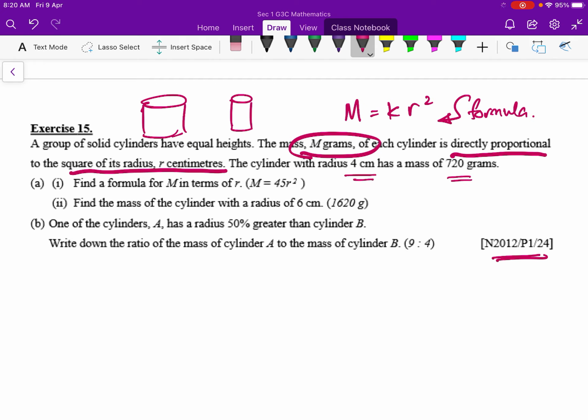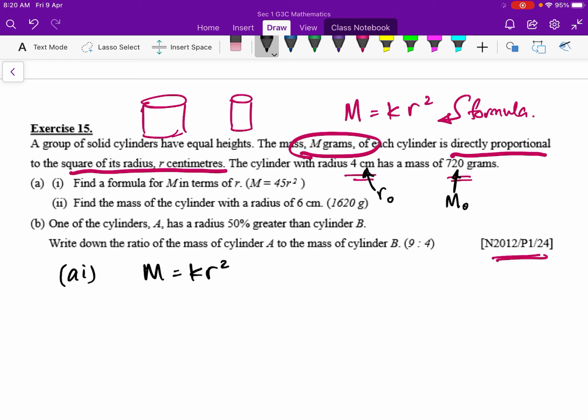Now they tell us that the cylinder with radius of 4 cm has a mass of 720 grams. Then find M in terms of r. Based on our fundamental skills, in part (a), we can write down M equals to k r squared already. Standard, right? Mass directly proportional to the square of the radius. Then we're going to put in this piece of information. This is the old radius, r-naught, and this is the old mass.